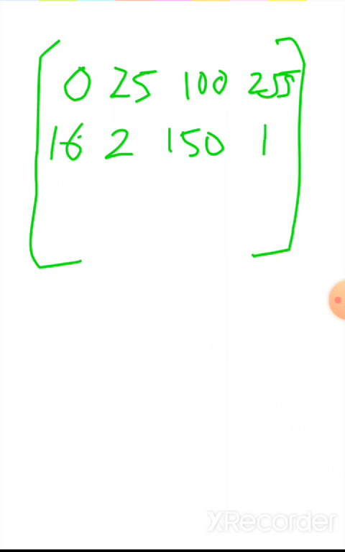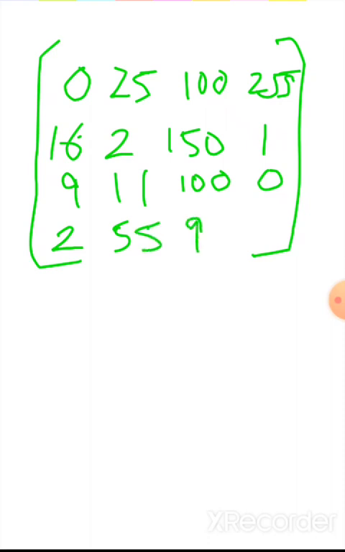this is 1, 9, 11, and again 100, then 0, then 2, then 55, 90, and 50. So these values are nothing but the intensity values of the pixels. So this is pixel 1, this is pixel 2, and so on.